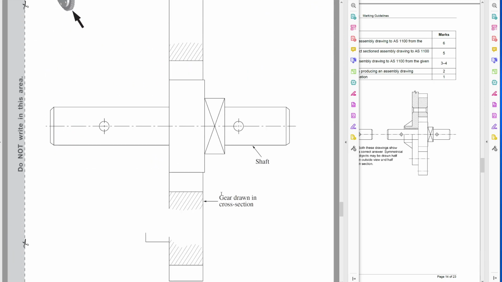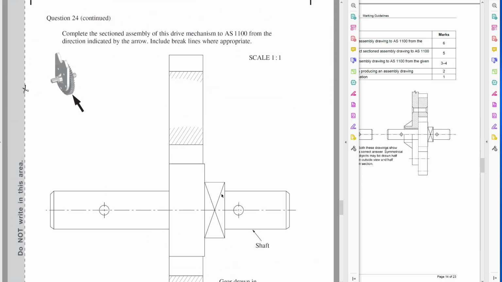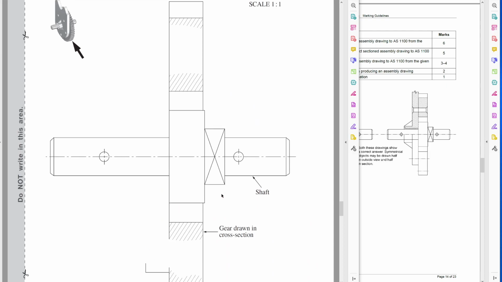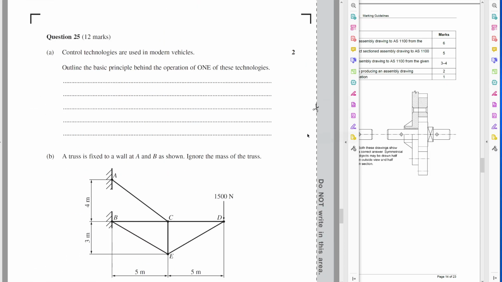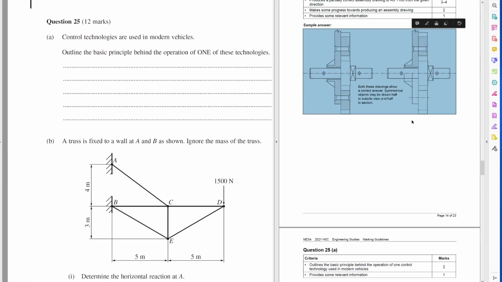Though I think you'd get 2 marks just for drawing. Like if you drew something, I mean not a smiley face, but if you drew something, you're getting 1 mark. If you drew something that looks like the correct view, you're getting a 2nd mark. And then after that, they're looking for things that demonstrate the understanding of Australian standards. Okay, let's go through this.